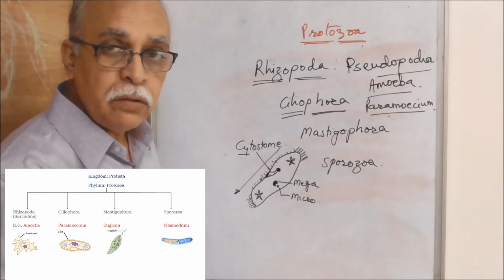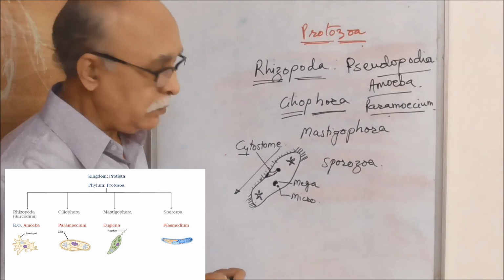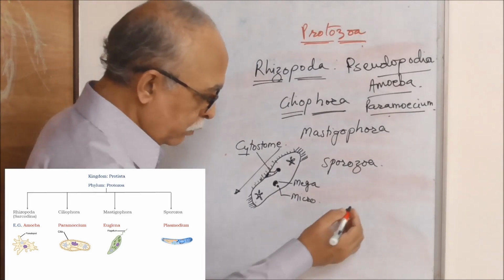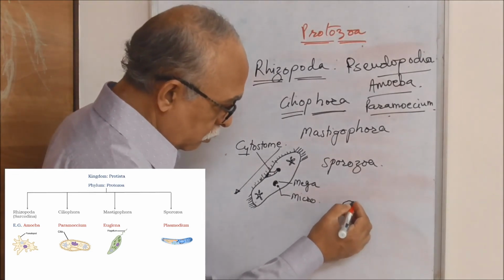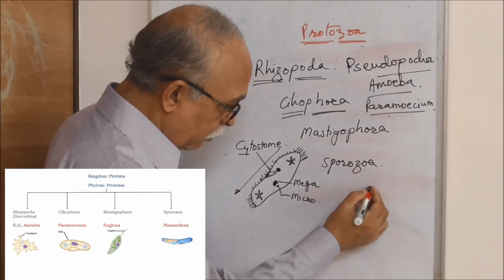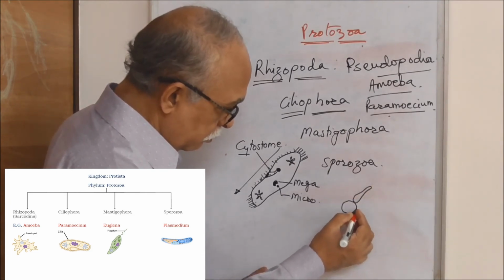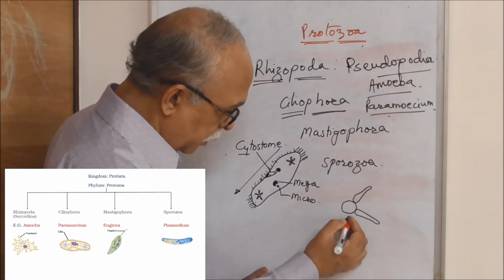Contractile vacuole helps in regulating the water balance, maintaining the water balance. How is it done? There is a central vacuole extending from which would be the radial canals.